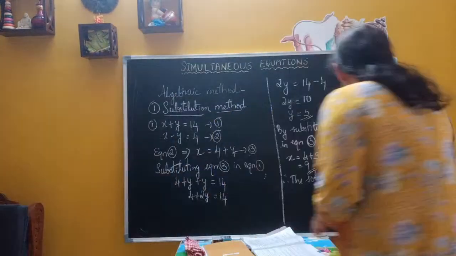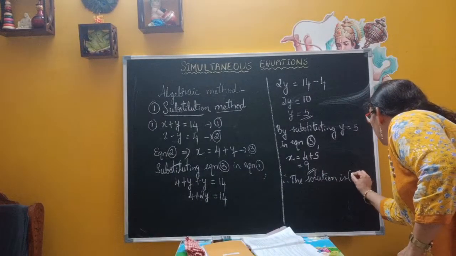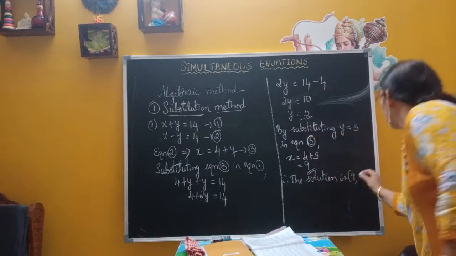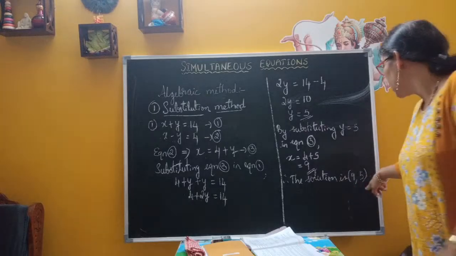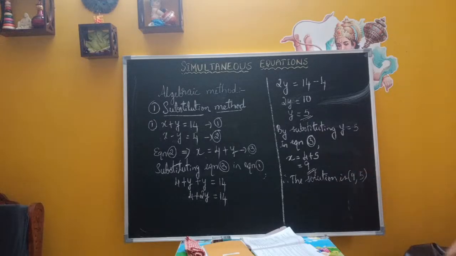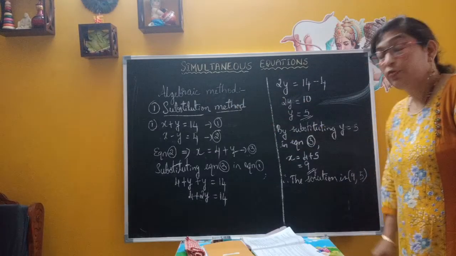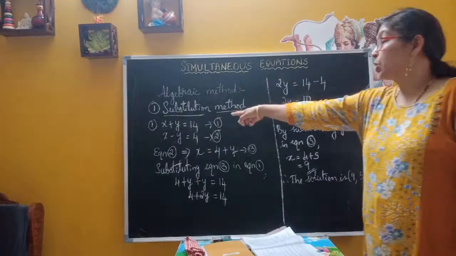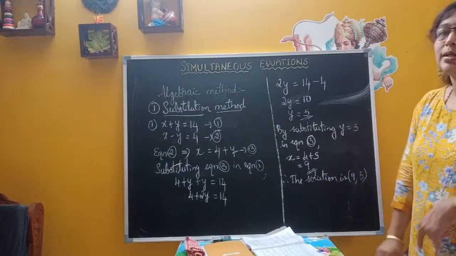we have to write in pairs. Okay, x value 9 and y value 5. Always while writing, write the x value first, y value next. So 9 and 5 are the solutions. So how can you verify your answer? Substitute in this equation x plus y is equal to 14. 9 plus 5, how much? 14. 9 minus 5, how much? 4. So our answer is correct.